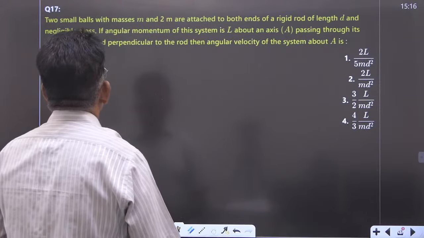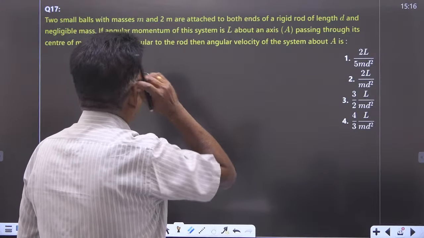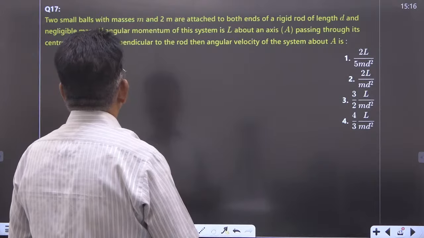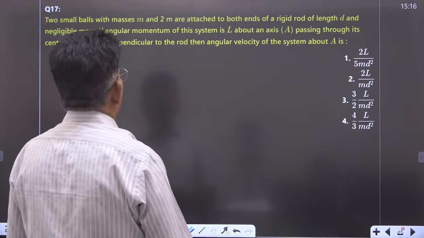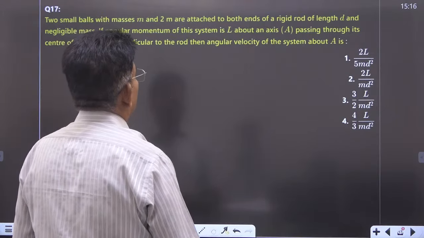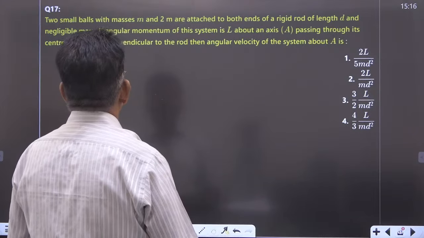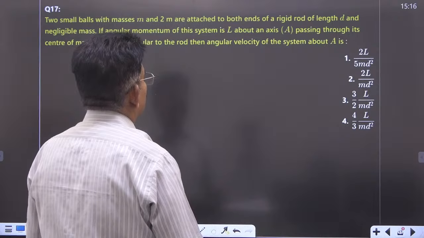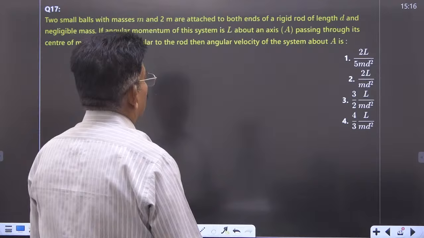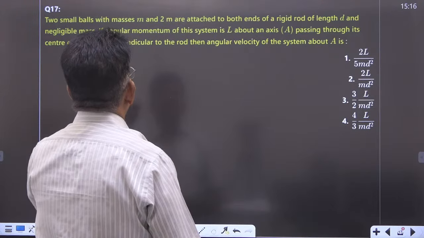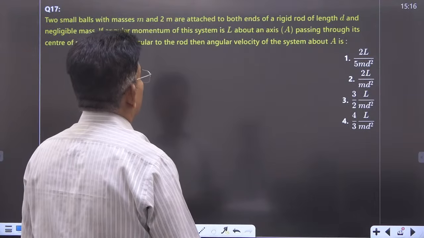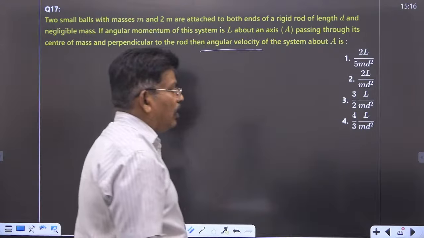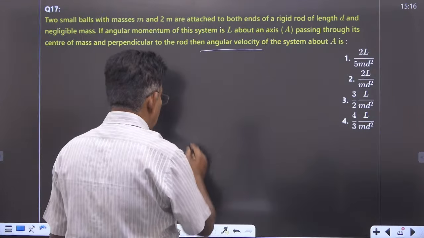Now, two balls of mass M and M are attached to the ends of a rod of length L and negligible mass, so we don't consider the rotation of the rod. The angular momentum of the system is L about an axis A passing through the center of mass, perpendicular to the rod. We have to calculate the angular velocity of the system about A. Okay. Now this is the rod.